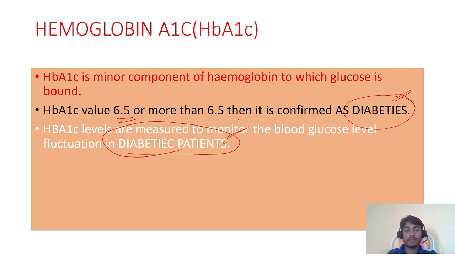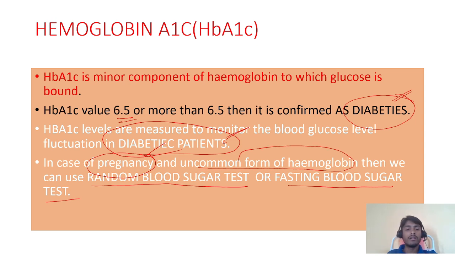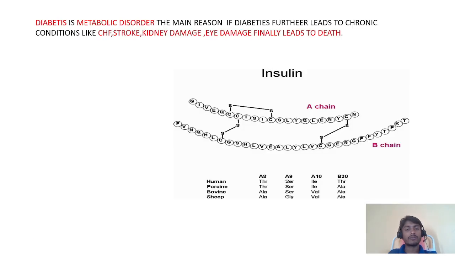Next, in case of pregnancy and uncommon forms of hemoglobin, we can use a random blood sugar test or a fasting blood sugar test. In case of pregnancy and in case of uncommon forms of hemoglobin, we can go for a random blood sugar test. This was asked in GPAT 2015 and 2011.